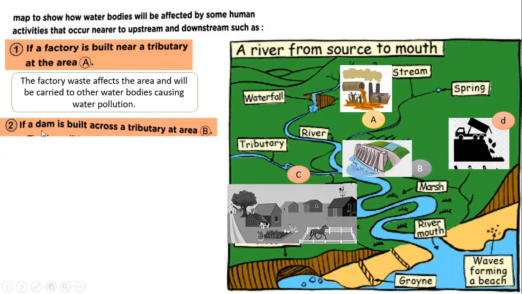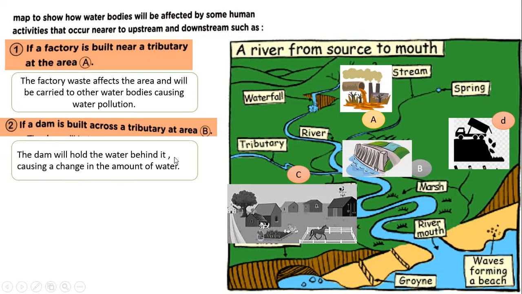Okay. Number 2. If a dam is built across the tributary at area B. Where is area B here? Say we built a dam here. What happened? The amount of water will be affected. صح كده؟ كمية المية اللي هتنزل على الوتر شيد هتتأثر كتير صح؟ لأن الوتر شيد هنا تمام المية اللي هتجيله قليلة جدا. ليه؟ Because the dam holds the water behind it. So if we built a dam here, the dam will hold the water behind. هيحجز المية. طب هنا إيه؟ The amount of water will be affected. The dam will hold the water behind it, causing change in the amount of water.